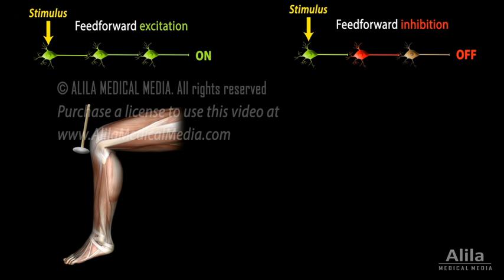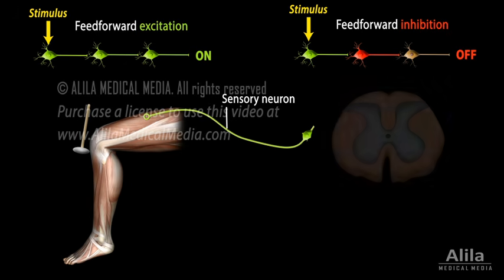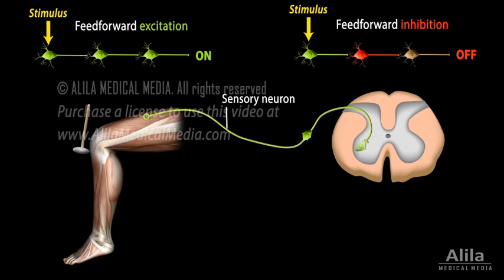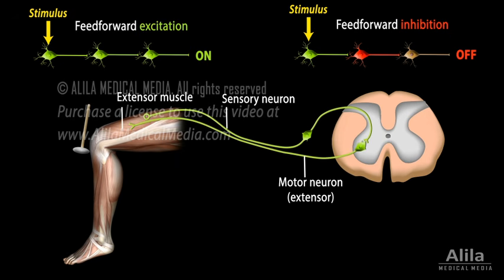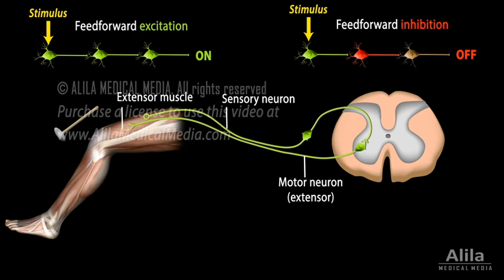When the knee is tapped by a hammer, the resulting stretching of the muscle causes sensory nerve endings in the muscle to fire. The axons of these sensory neurons activate motor neurons in the spinal cord, which then stimulate the extensor muscle to contract. This is an example of a feed-forward excitatory circuit. However, in order for the leg to extend, not only the extensor muscle must contract, but the flexor muscle in the back of the leg must also relax. This is accomplished by a feed-forward inhibitory circuit.